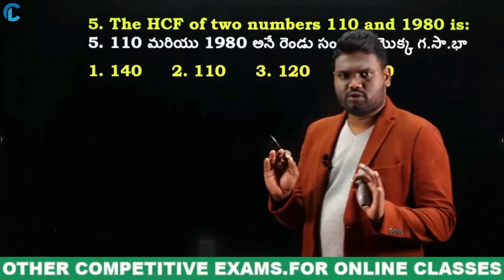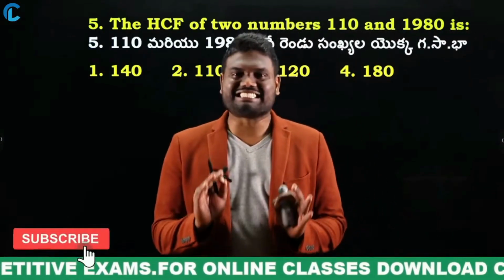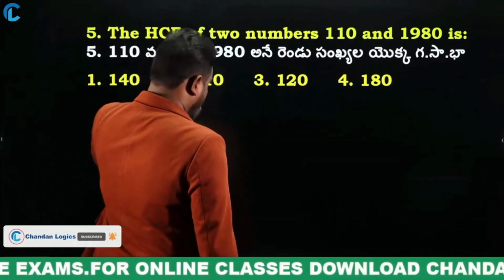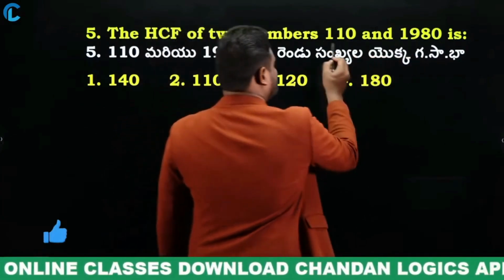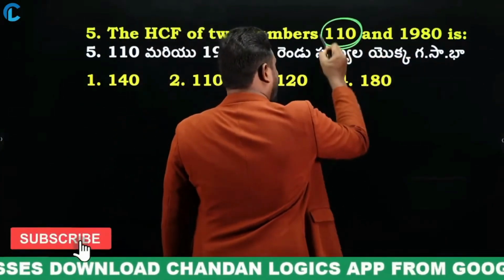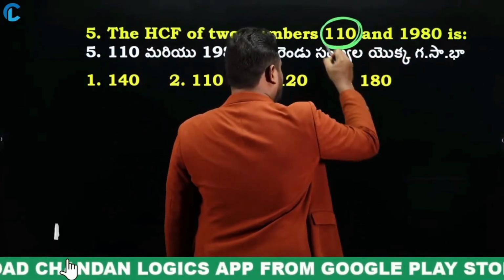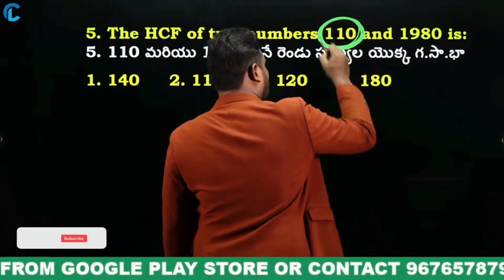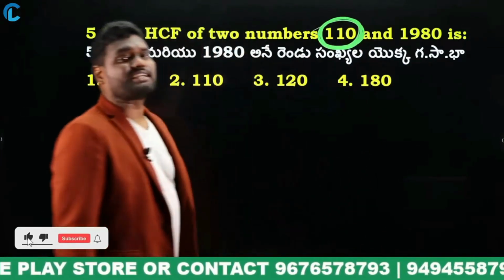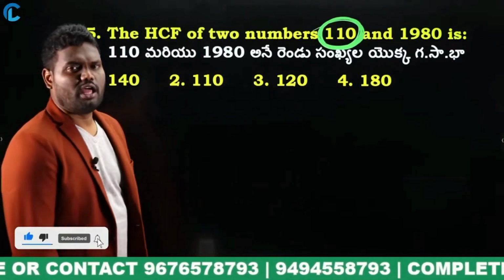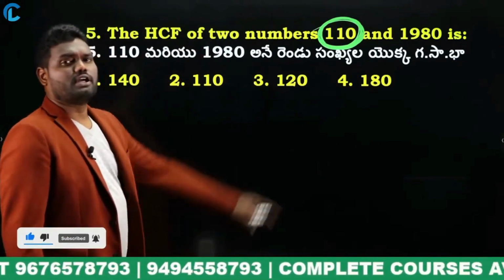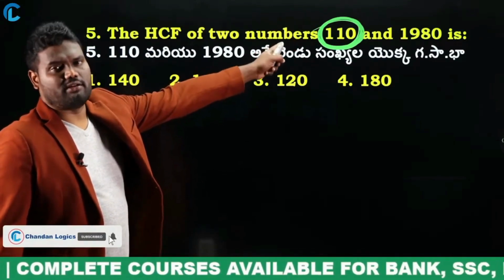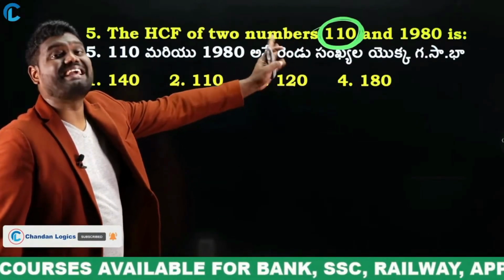I am going to give you just 6 seconds. Observe carefully. As I have told you clearly, out of these two, what is the smallest number? Smallest number is 110. HCF should be either the smallest number or factors of the smallest number. Yes or no? Factors of the smallest number means the factor should always be less than or equal to 110. It can't be greater than 110.